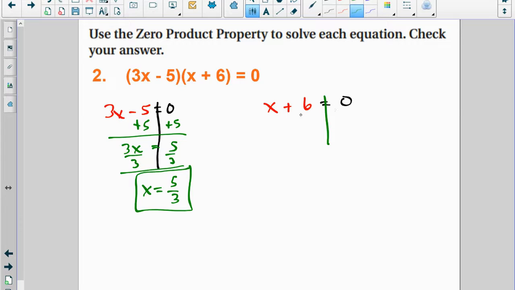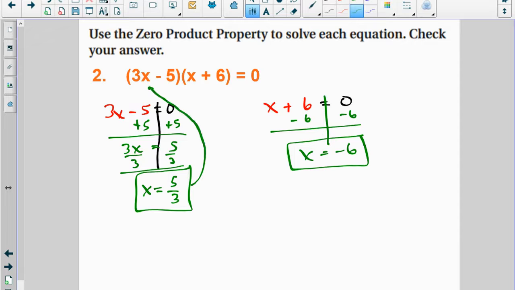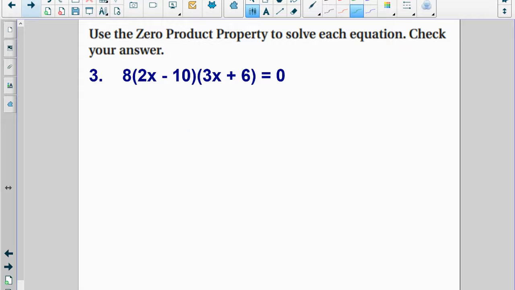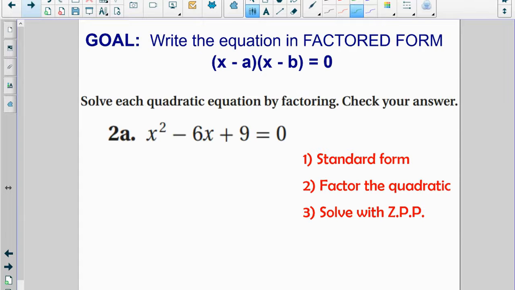In my second example, I would just subtract 6 from both sides, and I get x equals negative 6. That one's a little bit easier. So those are my two solutions. If I were to plug 5/3 in for x in the first factor, it makes that equal 0. If I were to plug negative 6 into the second factor for x, it would make that equal to 0. So that's how we get our solutions, using the zero product property.